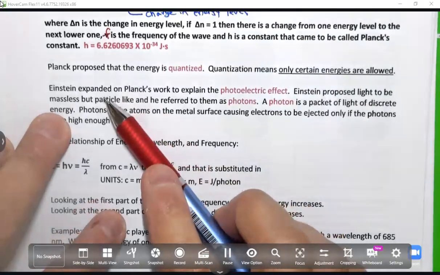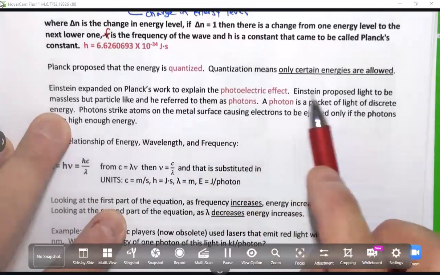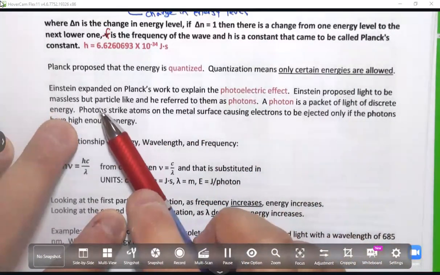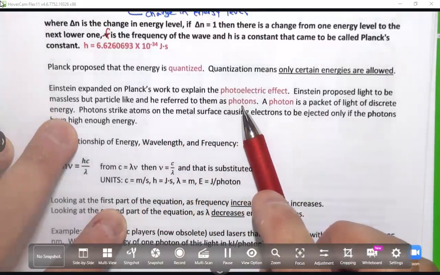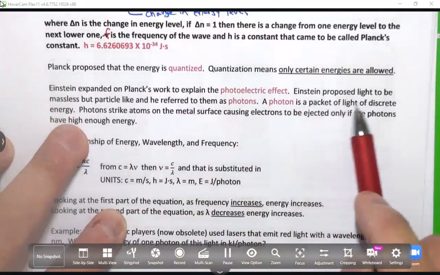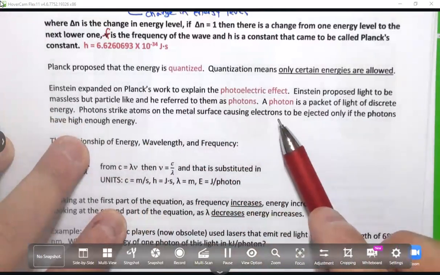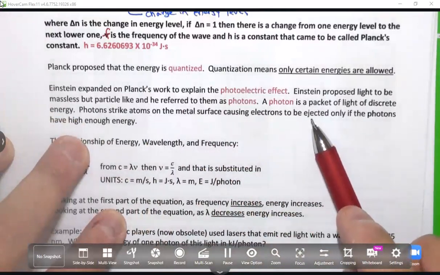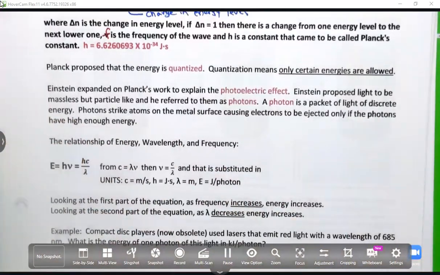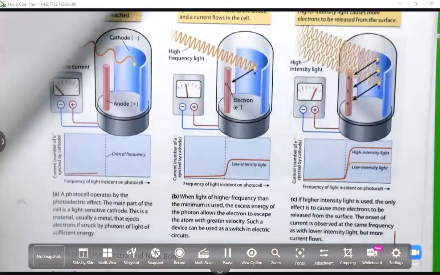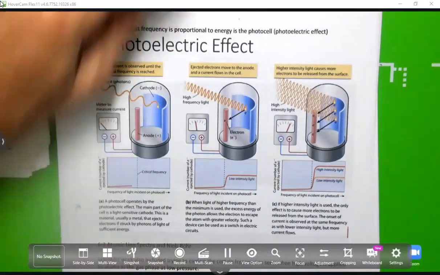Okay, Einstein expanded on Planck's work to explain the photoelectric effect. Einstein proposed light can be massless but particle-like, and he referred to them as photons. A photon is a packet of light of discrete energy. Photons strike atoms on the metal surface, causing electrons to be ejected only if the photons have high enough energy. So I pulled an illustration from your textbook. Here's the photoelectric effect. What is this? This is a photocell.